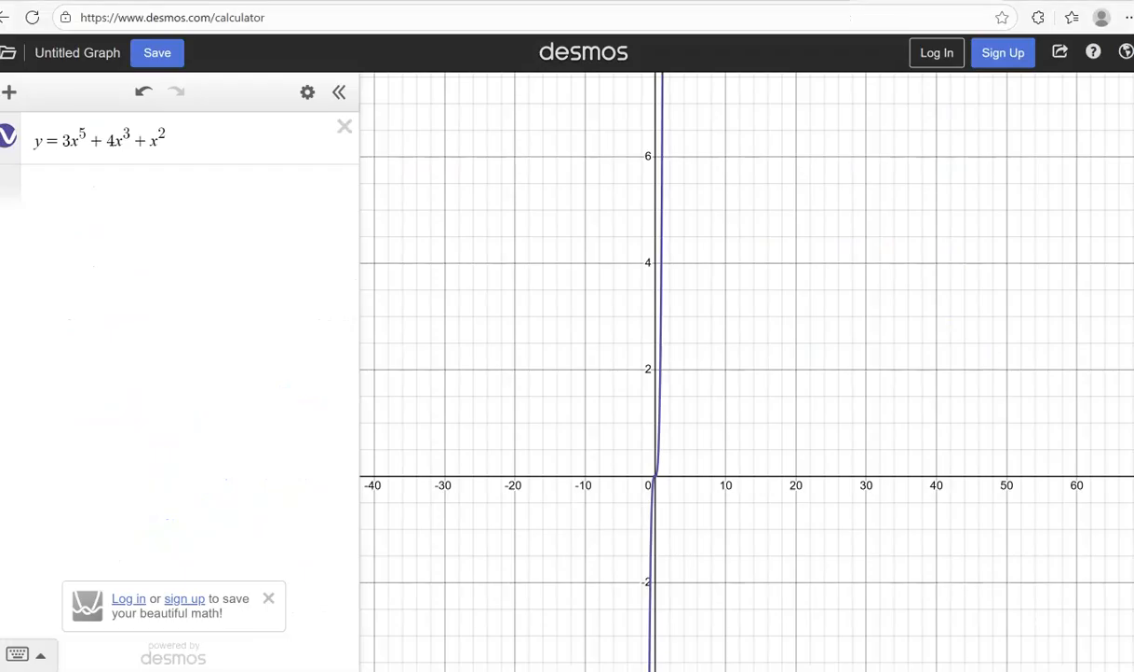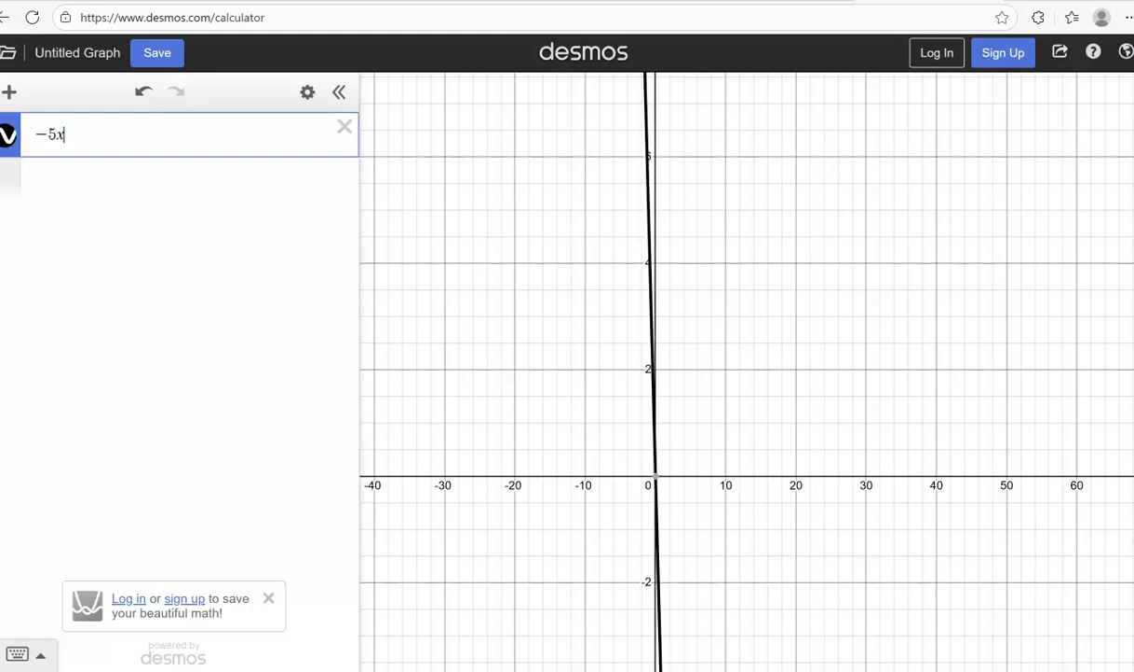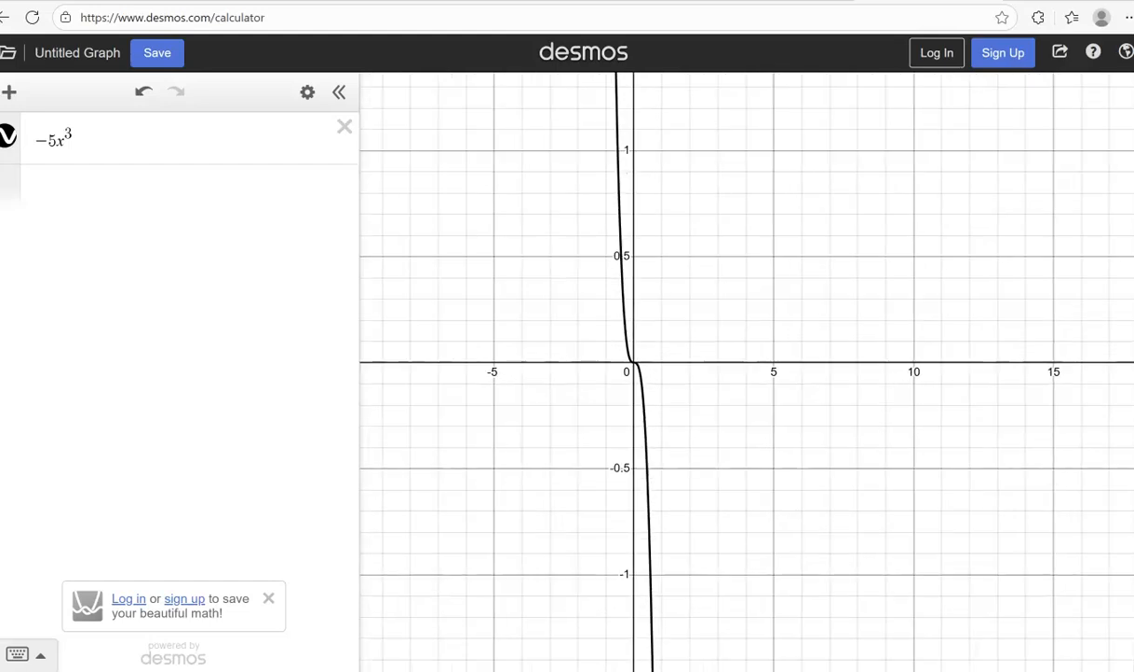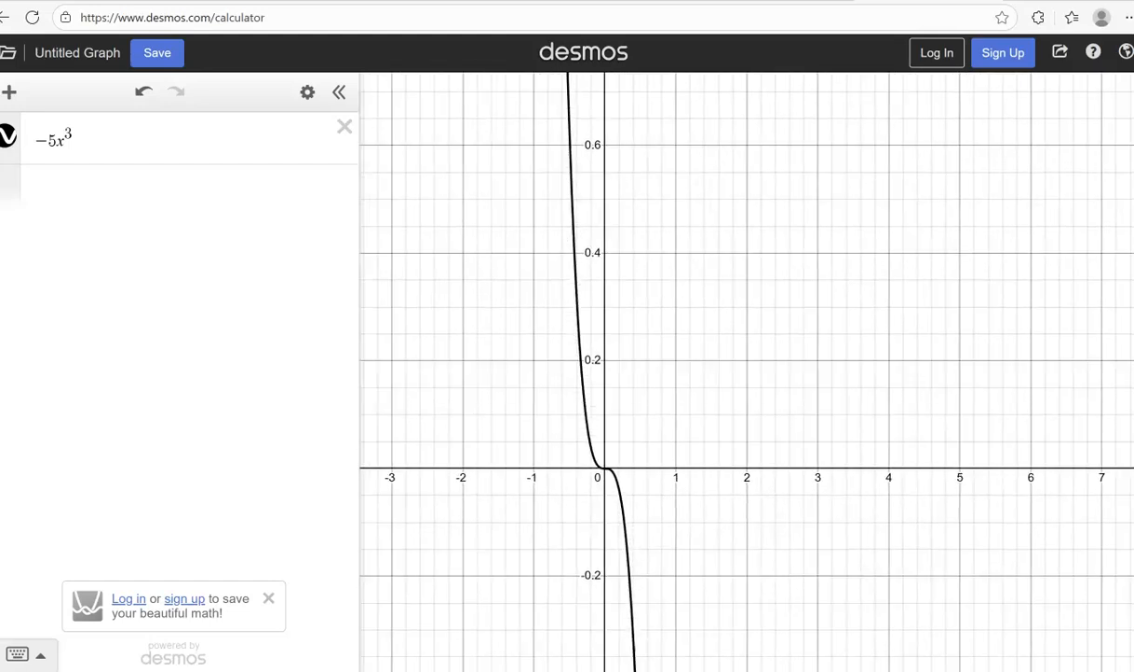If we were to graph it, we're going to have that same result coming out. You zoom in so we can see this. Positive infinity as x gets smaller, negative infinity as x gets larger.